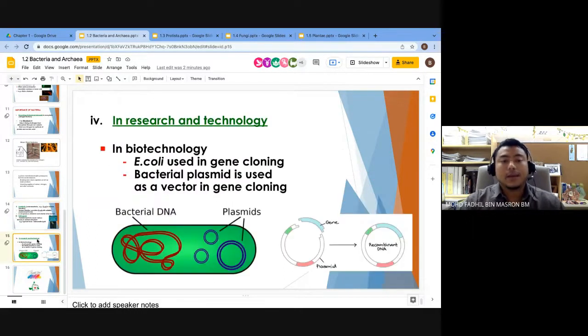Okay. And last but not least, in research and technology, dalam biotech, kita dah belajar dalam last sem, okay, E. coli is used in gene cloning and the bacterial plasmid is used as a vector in gene cloning as well. So, dalam DNA recombinant technology tu kan, kita dah belajar. Okay, so itulah kegunaan ataupun importance of bacteria ni tadi.